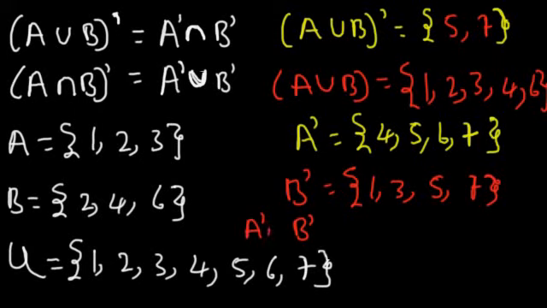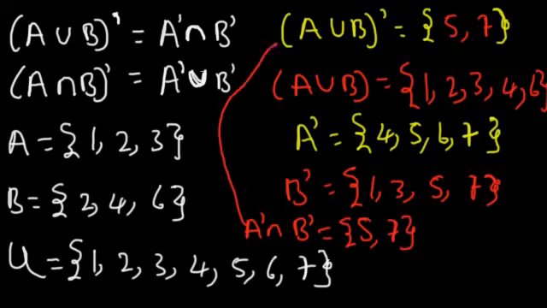So A prime intersection B prime will be equal to what? This is A prime, this is B prime. What do we have in common between them? That should be 5, 5, then 7, 7. So these are the common elements between them. Therefore we have 5 and 7. The fact that these and these are the same means the equation holds true for all cases using the first law.